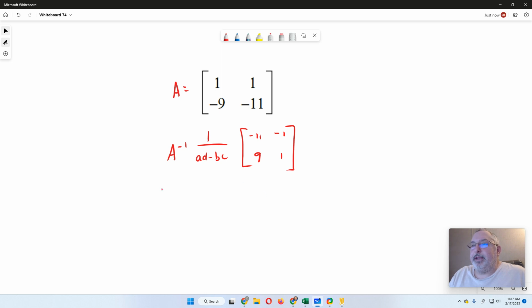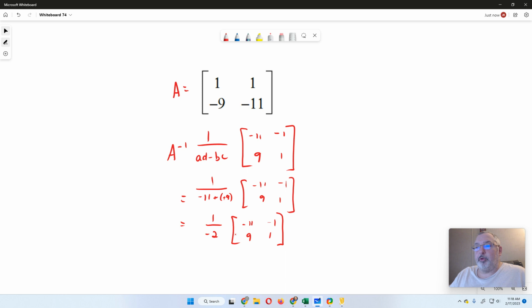All right, so what's AD minus BC? AD is 1 times negative 11, which is negative 11, minus negative 9 times 1, which is negative 9. And then we're going to have our matrix. And then this is going to equal 1 over, and we'll add these, so that'll be 1 over negative 2 times negative 11, negative 1, 9, 1.